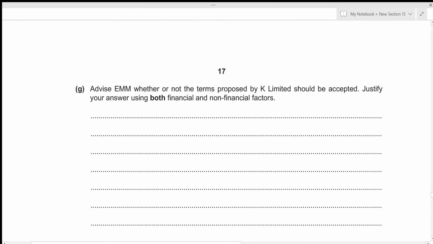We need to advise EMM whether or not the terms proposed by K Limited should be accepted, and we need to justify our answer using both financial and non-financial factors. Alright, let's first consider the financial factors. Let's figure out the annual profit before K Limited.